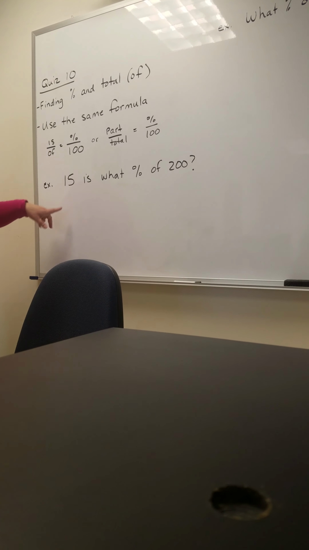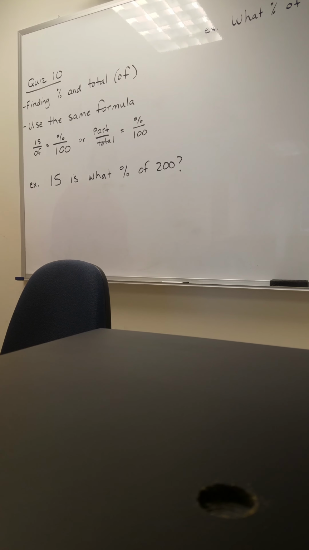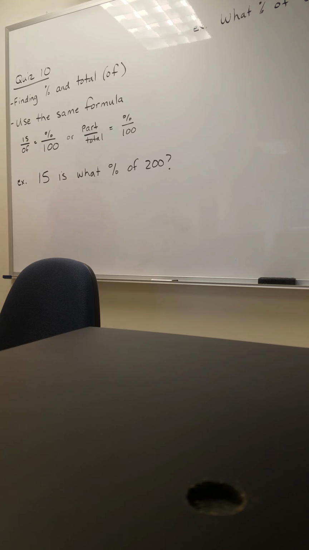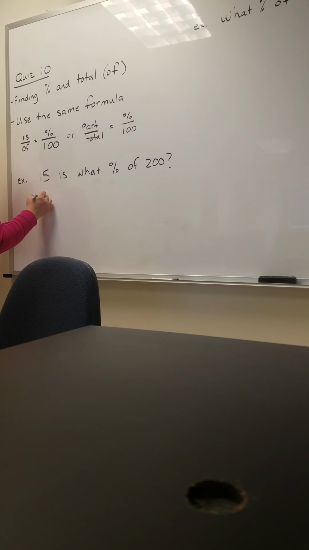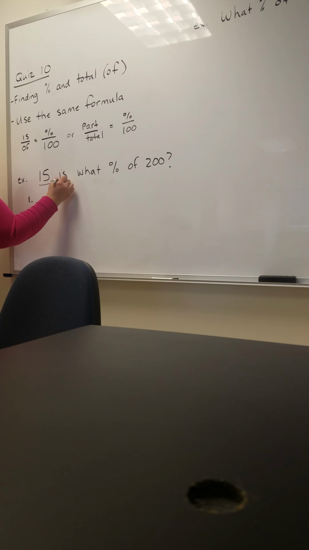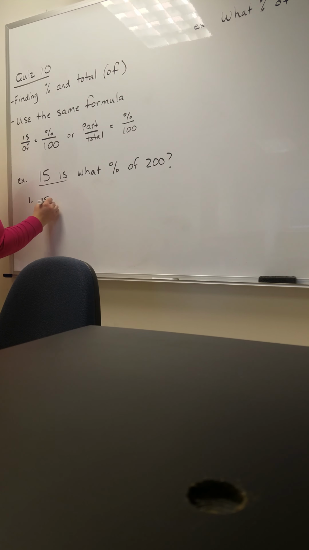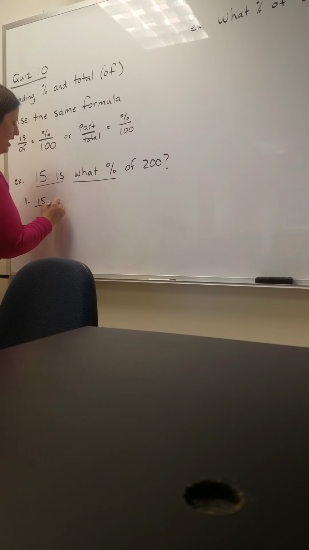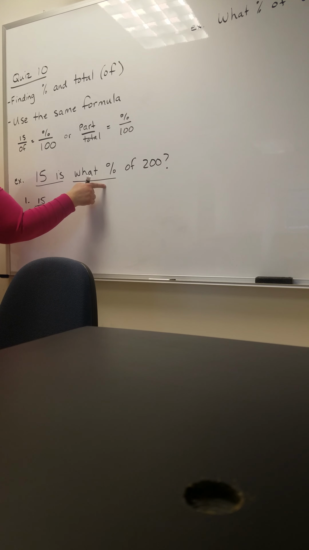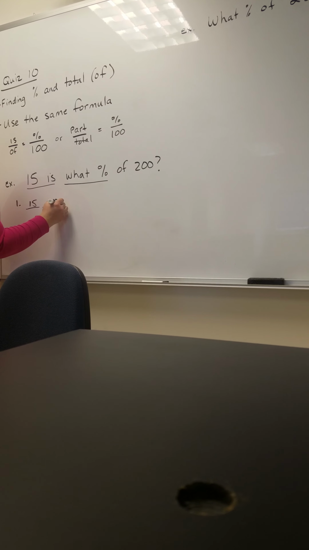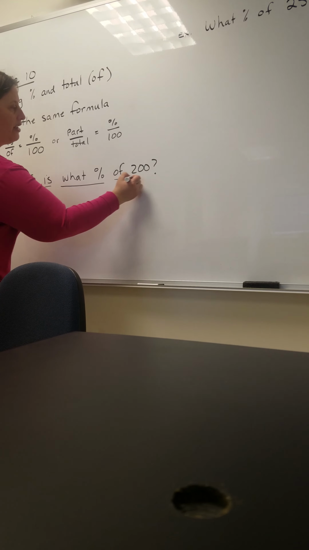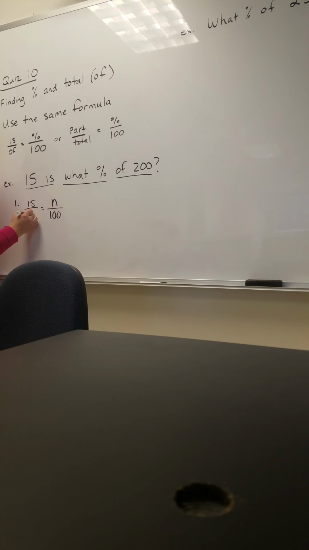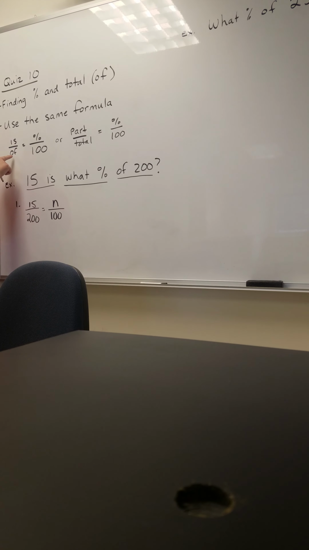So half and half. First example: 15 is what percent of 200? So again, it's a three-step process. Step 1 is to set it up. So 15 is the is. The next thing we have is the what percent. So we don't know the percent, so we'll put that over here. It's unknown, over the 100. And the last thing we have is of 200. So 200 will go over here because the of goes here. So that's our step 1.